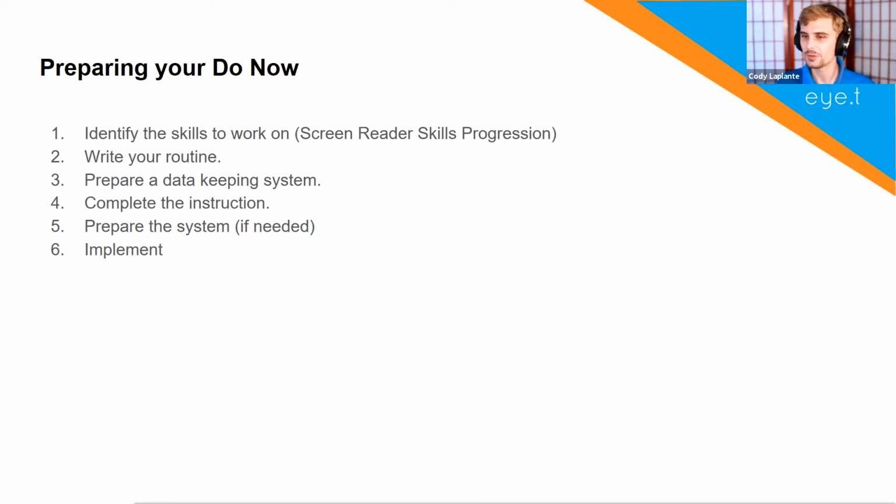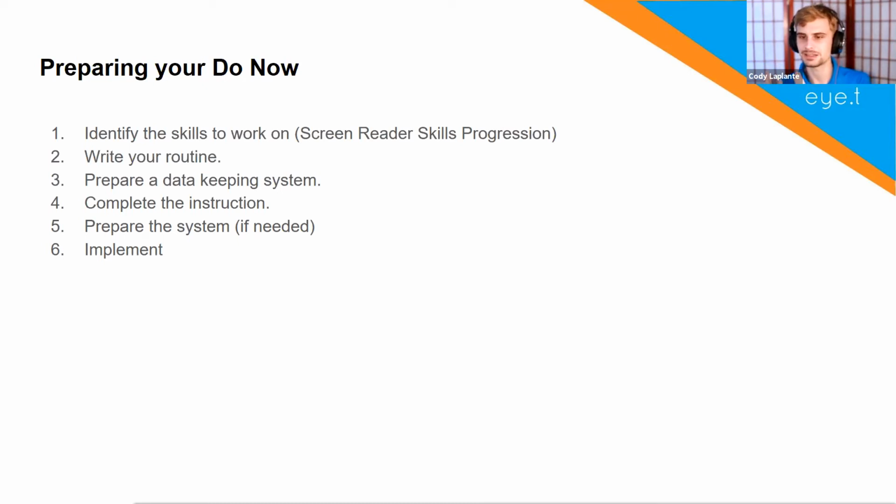I've already written it, wrote it back in September, right? So write that routine. Prepare a data keeping system. This can be super simple. All it is, you have a data sheet and you mark which step they stopped on, which step they completed, right? Remember, you're doing it at an even interval.